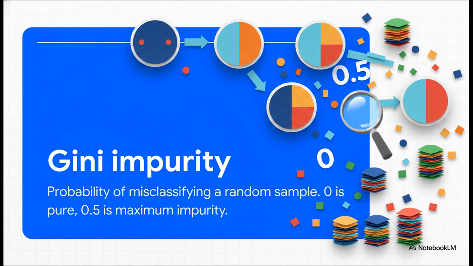We obviously want our child nodes to be as pure as possible, right? We want them mostly containing one class. Gini impurity measures how mixed that node is. If it's totally pure, the score is 0. If it's a perfectly even 50-50 split in a binary scenario, it hits the maximum impurity of 0.5. So a lower score is exactly what we're hunting for here.